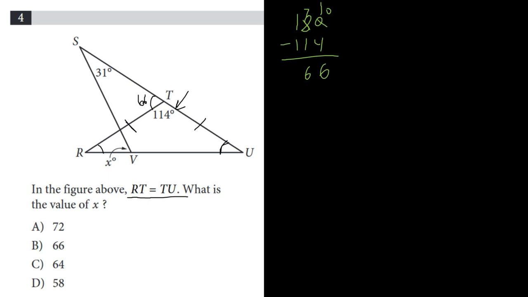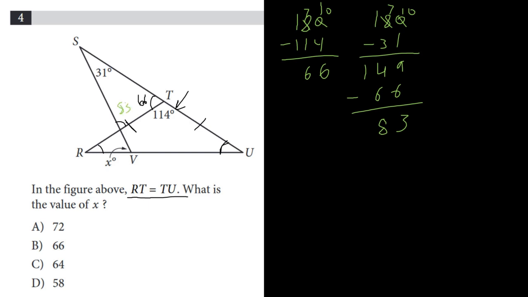And then from here, I want to figure out this last angle right here. So to do that, I'm going to do 180 minus 31, which is 149. And then I'm going to subtract it again by 66. So I know this right here would be 83. And I know through vertical angles that this right here is also 83.